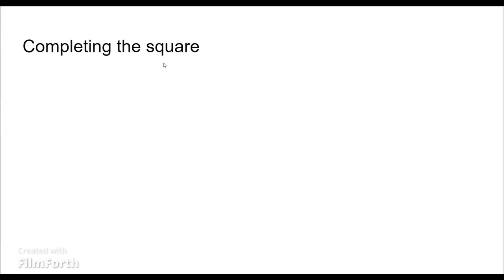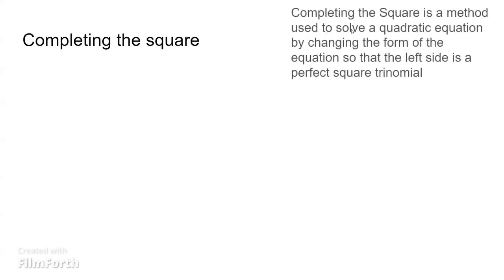Now that we have a compatible equation, we can use the completing the square method. But what is completing the square? Completing the square is a method used to solve a quadratic equation by changing the form of the equation so that one side is a perfect square trinomial. So let's get to the equation that we ended on in the last slide, which is R equals negative X squared plus 20X plus 300.